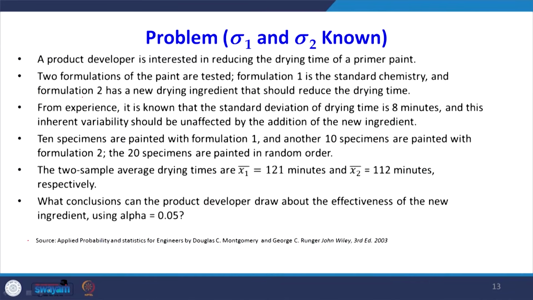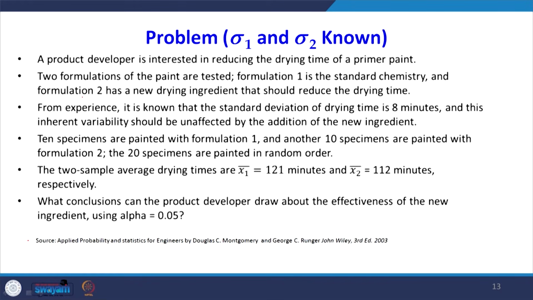We will do a problem on this when sigma 1 and sigma 2 are known. The problem is taken from the book Applied Probability and Statistics for Engineers by Montgomery. A product developer is interested in reducing the drying time of a primer paint. Two formulations of the paint are tested. Formulation 1 is the standard chemistry and formulation 2 has a new drying ingredient that should reduce the drying time.